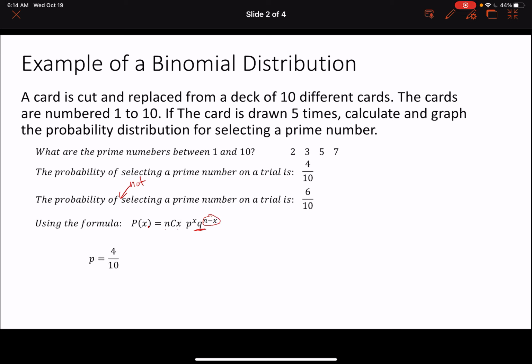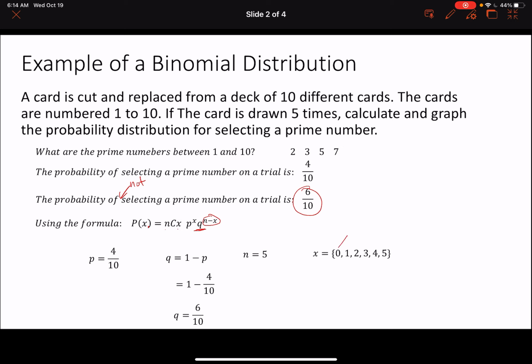Okay, so we already calculated the probability of success. It's 4 out of 10. And actually, we already calculated Q, which is the probability of failure. But just so that you know, it's the complement of P, which is 6 over 10, 1 minus 4 over 10. Right? If it's not a success, it's a failure. That's just what Q means. And N is 5 because we have 5 total trials. And our random variable, X, is going to be number of successes.